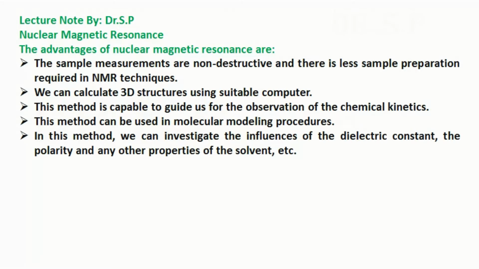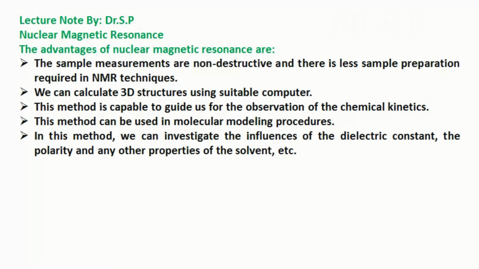The advantages of nuclear magnetic resonance are: the sample measurements are non-destructive and there is less sample preparation required in NMR techniques. We can calculate 3D structures using a suitable computer. This method is capable of guiding us in the observation of chemical kinetics. This method can be used in molecular modeling procedures. And in this method, we can investigate the influences of the dielectric constant, the polarity and any other properties of the solvent, etc.